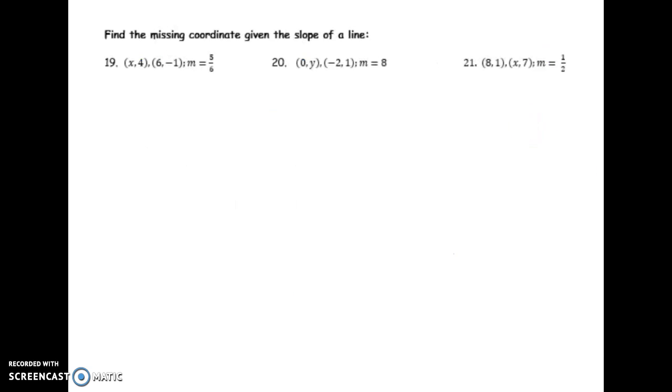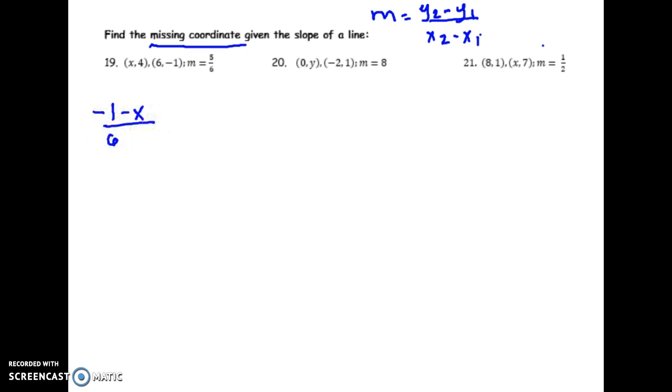All right, 19, 20, and 21 get a little bit harder here. We're going to now find the missing coordinate given the slope. So to do that, we're going to think of our formula for slope, which is y2 minus y1 divided by x2 minus x1. And we're just going to plug in our values. So for 19, I've got negative 1 minus x divided by 6.